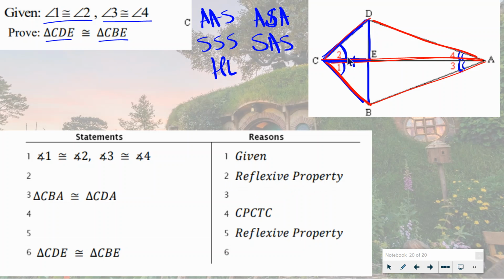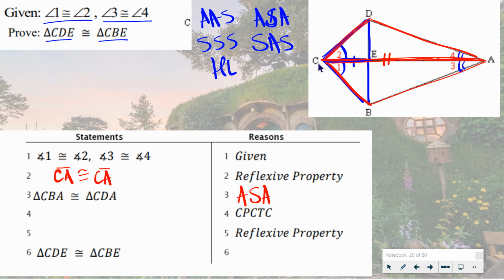So right now we know that angle and that angle are congruent. We're going to use the reflexive property to show this side, CA, is congruent to itself, because then we have this angle, this side, and this angle, angle, side, angle, showing that this big triangle is congruent to this big triangle.